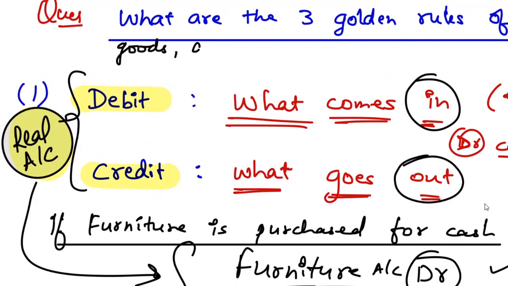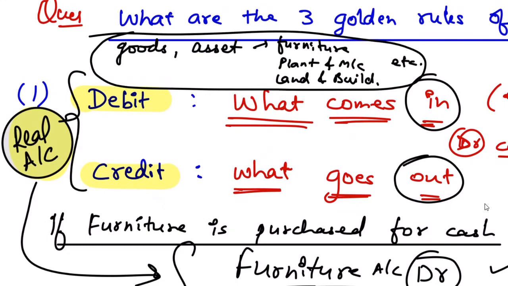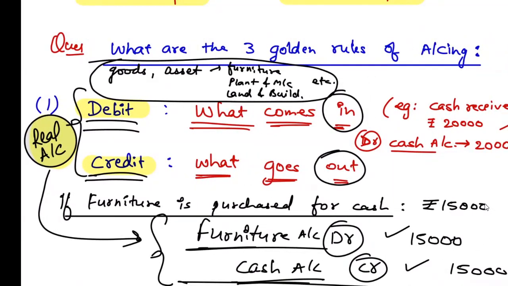For any asset, for example, furniture, plant and machinery, land and building, etc. These are your real things which you can see coming in and going out. Whenever it comes in, you have to debit that account. Whenever it goes out, you have to credit that account. That is the rule for the real account.